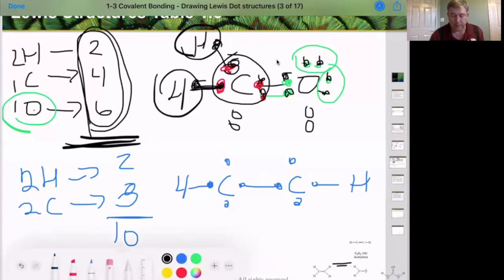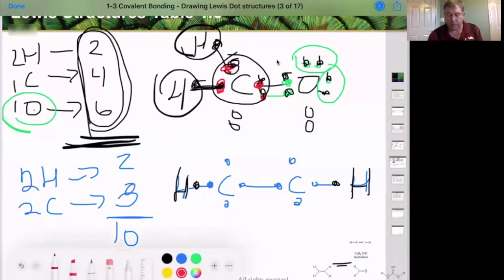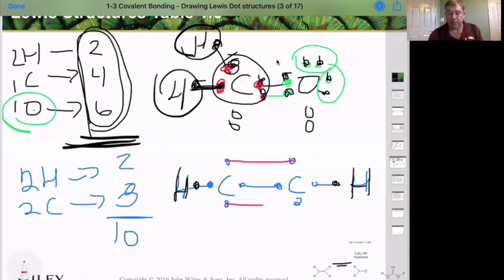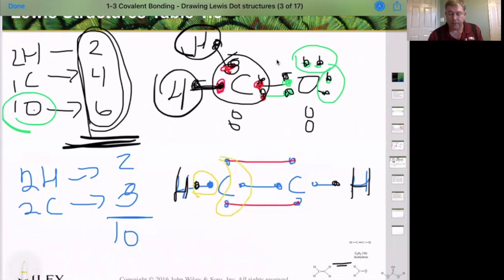Let's see, the hydrogens each brought 1 electron to the party right here. And we have unpaired electrons here. So I think if we made these 2 electrons a bond and these 2 electrons a bond, that would give it the right number of electrons. We have the right number of electrons, 1, 2, 3, 4, 5, 6, 7, 8, 9, 10, and we have the right number of bonds to the carbon, right? Because let's start counting these. So we have 1, 2, 3, 4, 5, 6, 7, 8 that are shared with this carbon.